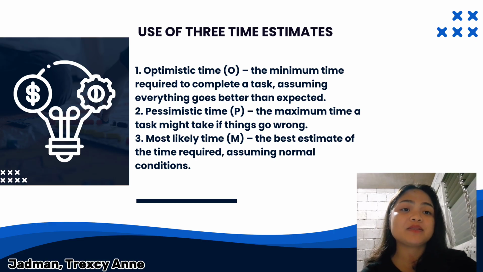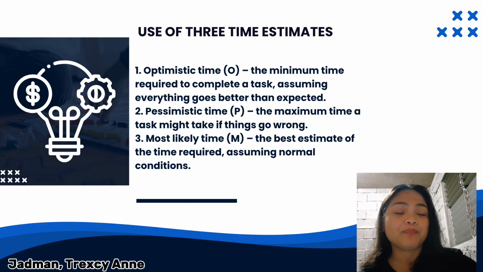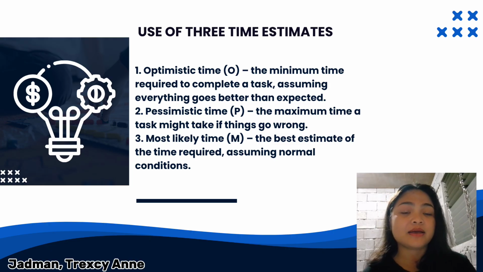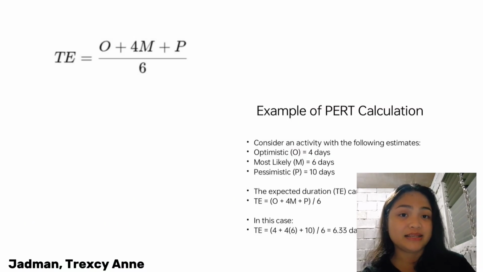Using these three estimates, PERT calculates the expected time for each activity with a weighted average formula. The formula is: expected time equals optimistic time plus 4M plus P, divided by 6. So given that PERT aims to cover these estimates, we can safely say that PERT does help in decision making under uncertainty. This formula gives more weight to the most likely scenario while still factoring in uncertainties.